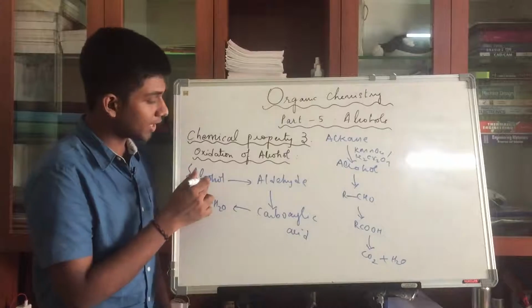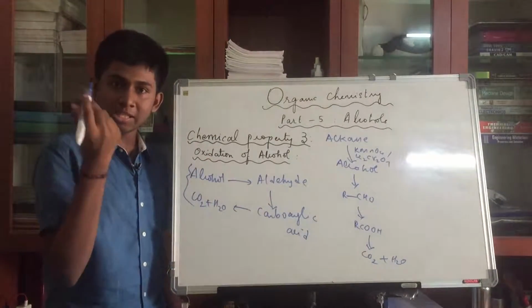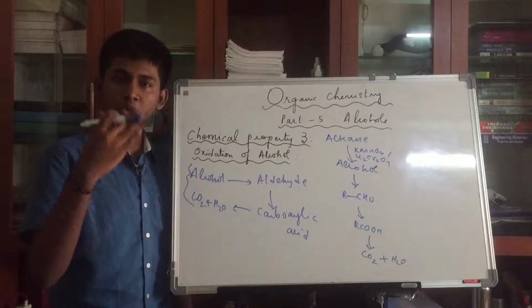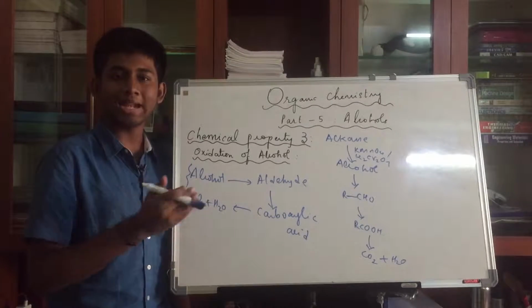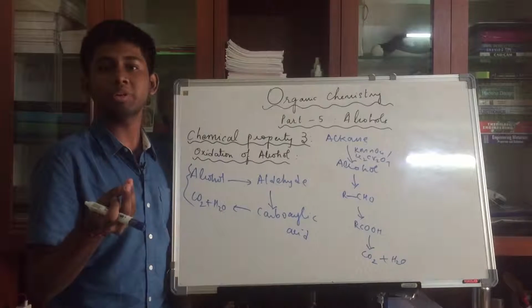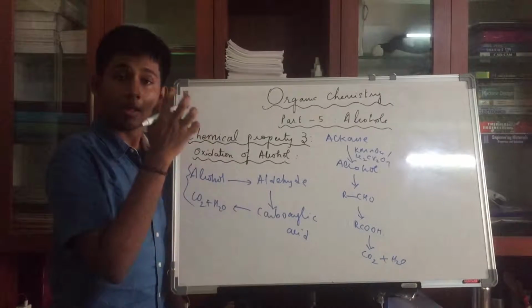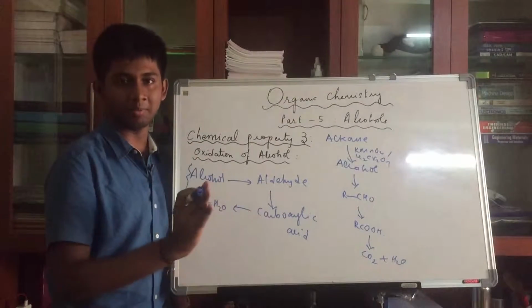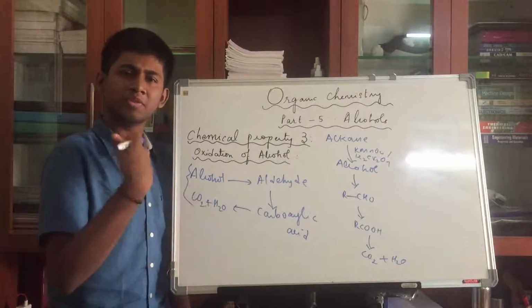Or in case they ask to convert an alcohol to a carboxylic acid, there is a specific reagent, which is platinum at 300 degrees Celsius. You can go through that in the alkanes part. Platinum at 300 degrees Celsius is a very good reagent to convert an alcohol to carboxylic acids. This is the explanation which we have already done before.